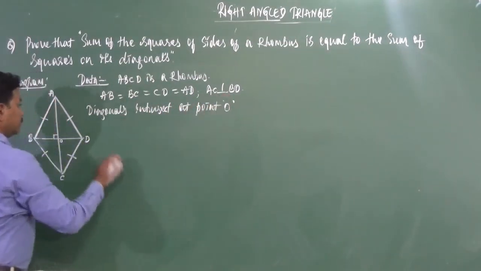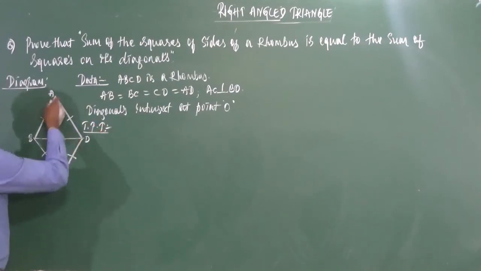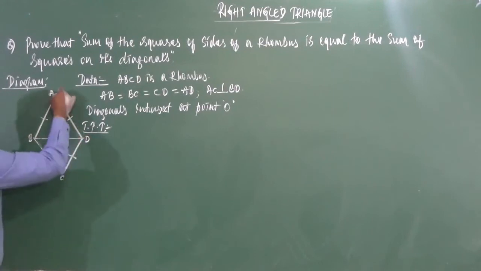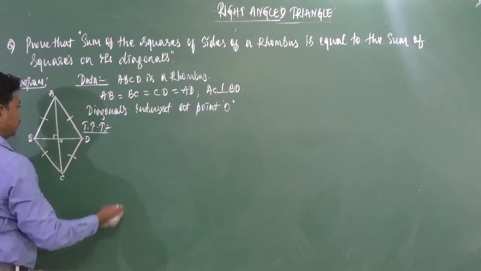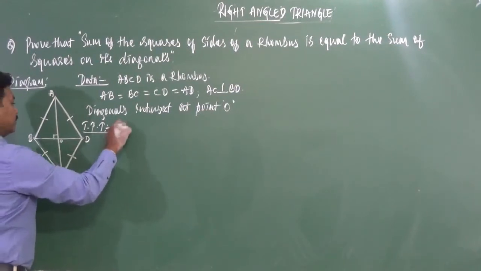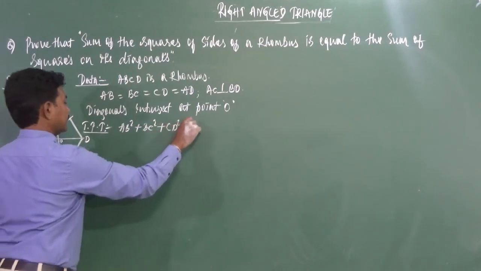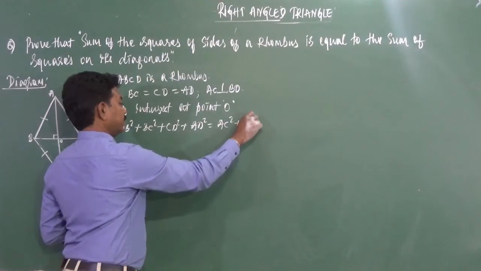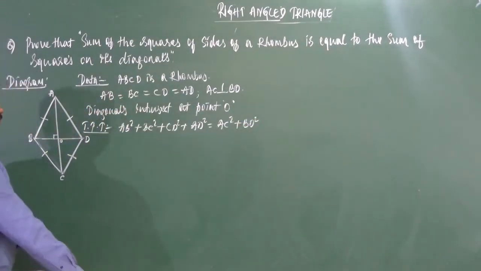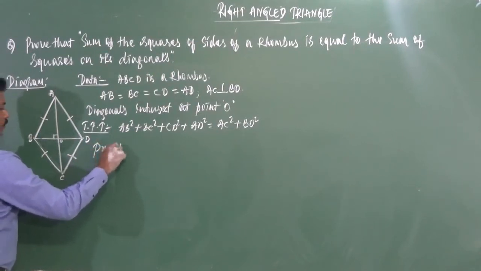Right. So we have to prove that AB square plus BC square plus CD square plus AD square is equal to AC square plus BD square. Just now we have proved that, I showed you here. So this is what we have to prove. No need of any construction. Let us get into the proof.